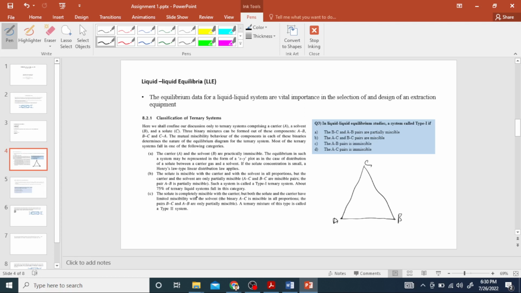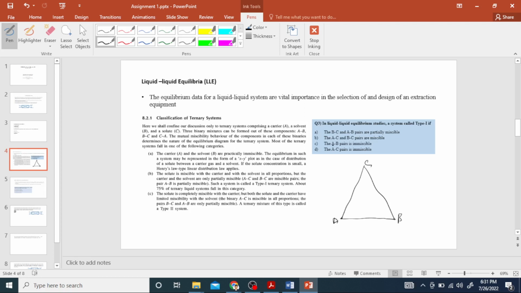Third is that the solute is completely miscible with the carrier. It is completely miscible with A, but both solute and carrier have limited miscibility with the solvent. The binary A-C is miscible in all proportions. The pairs BC and BA are only partially miscible, meaning partially insoluble. A ternary mixture of this type is called a type 2 system.